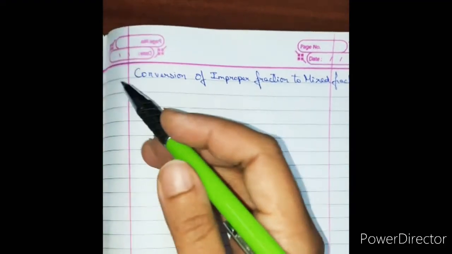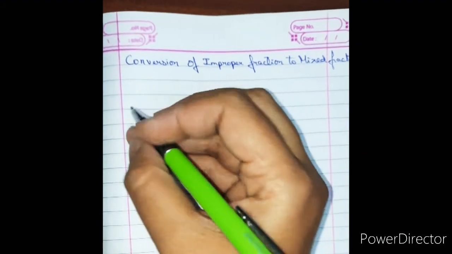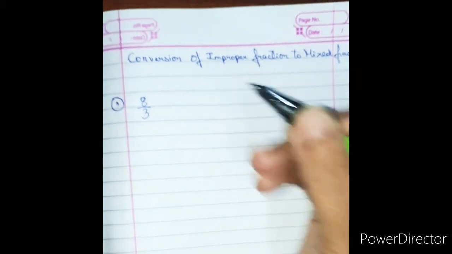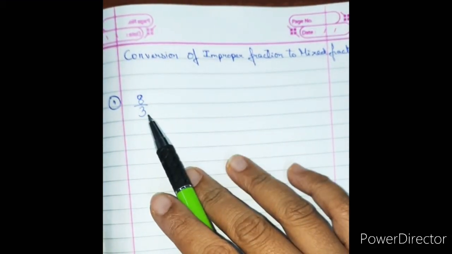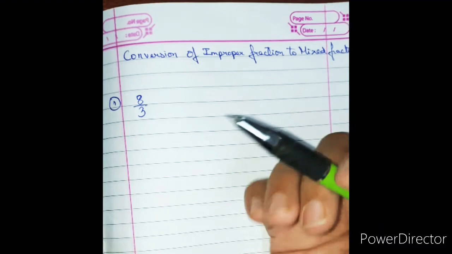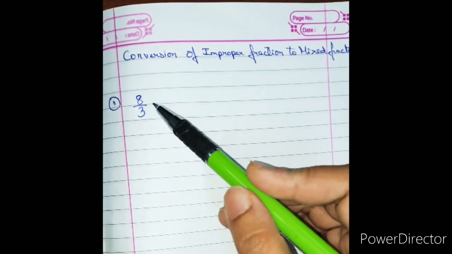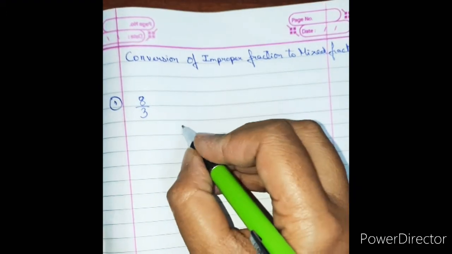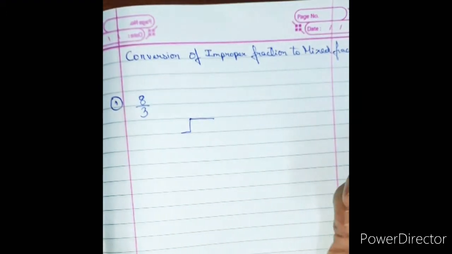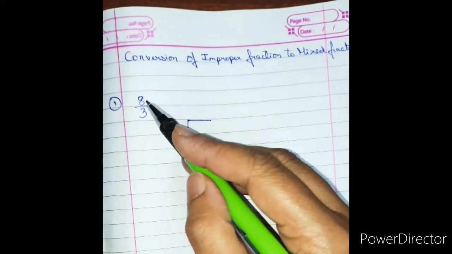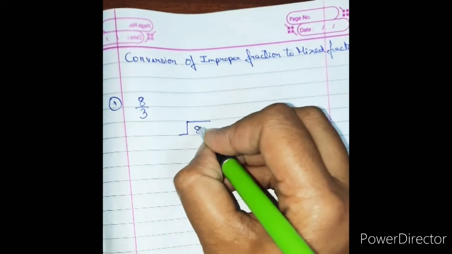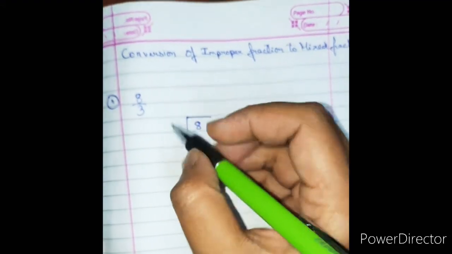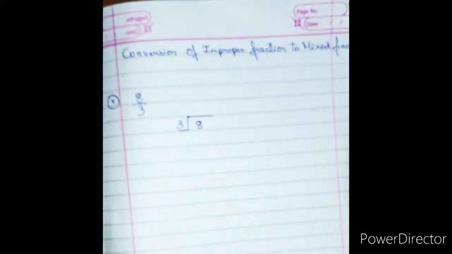Okay, so let us start with one example. Let's take 8 upon 3. You are given an improper fraction and you need to convert it into a mixed fraction. So what am I supposed to do? We are supposed to get a mixed fraction. How? Using the division method. I will write a division sign, put the numerator as the dividend inside the division sign, and the denominator as the divisor, 3.